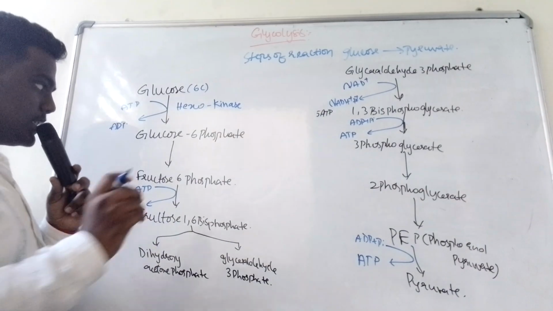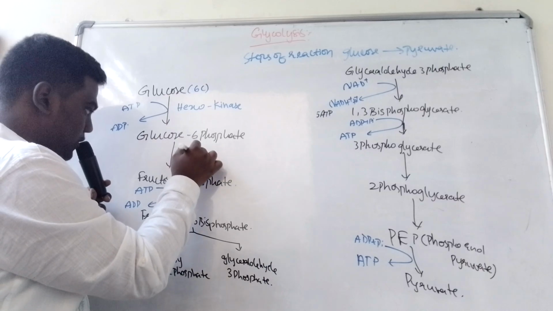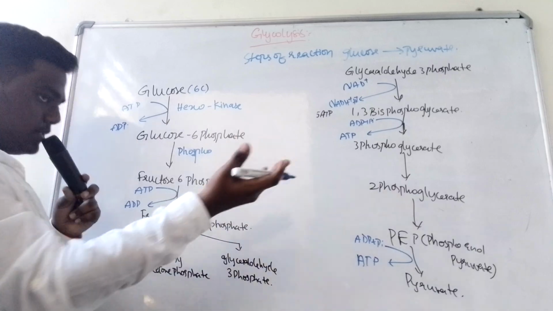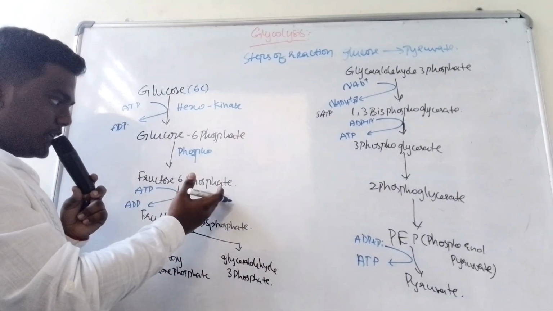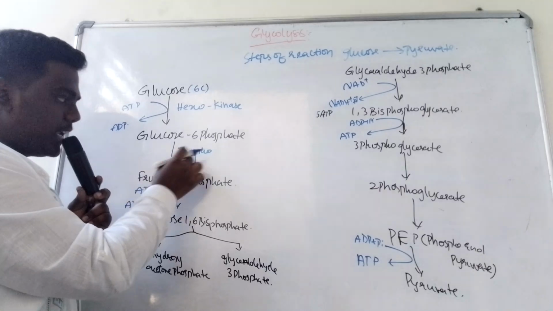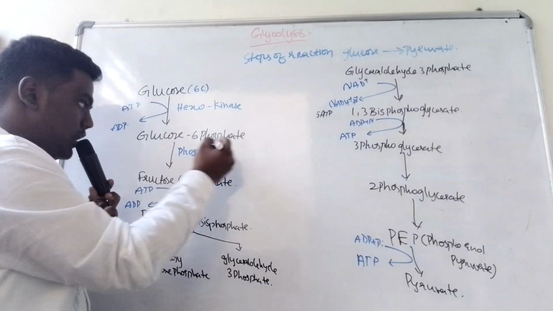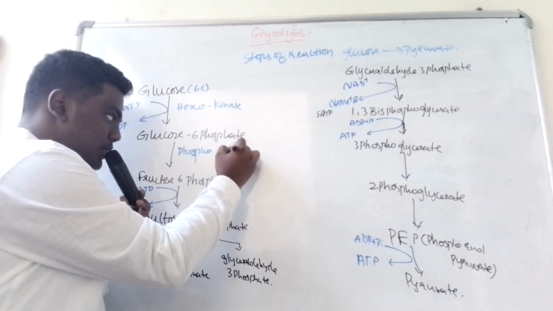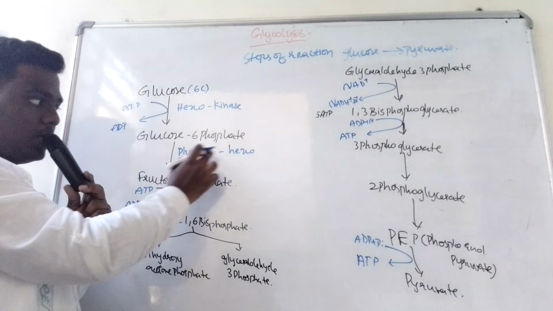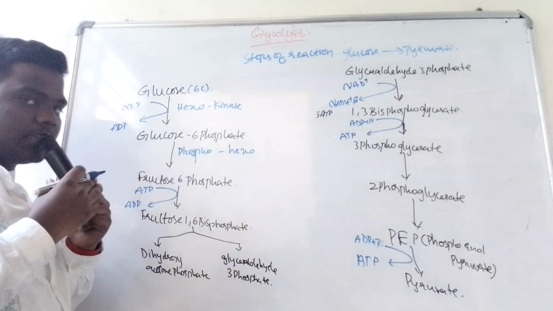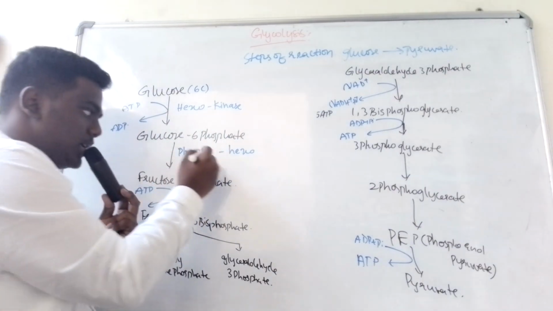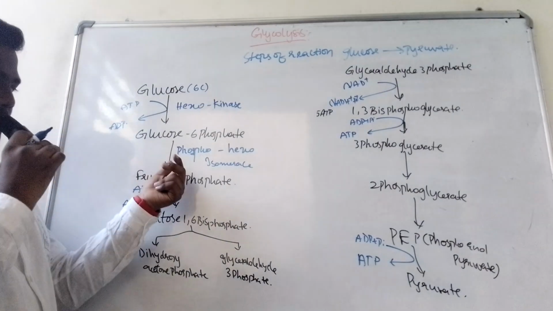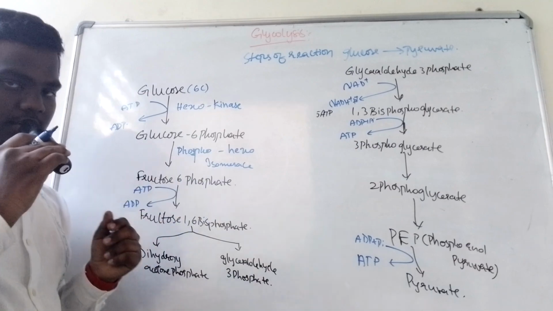What isomerase? Phospho. Why phospho? Because glucose 6-phosphate is converted to fructose 6-phosphate. Phosphate is involved, so we are writing phospho. Glucose and fructose are 6 carbon atoms, right? So hexo. Phospho, hexo, and then as I said, isomerization is taking place, so the enzyme will be isomerase. Okay? Phosphohexoisomerase.